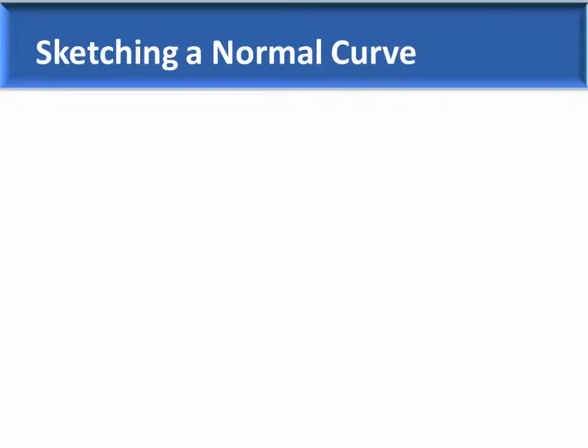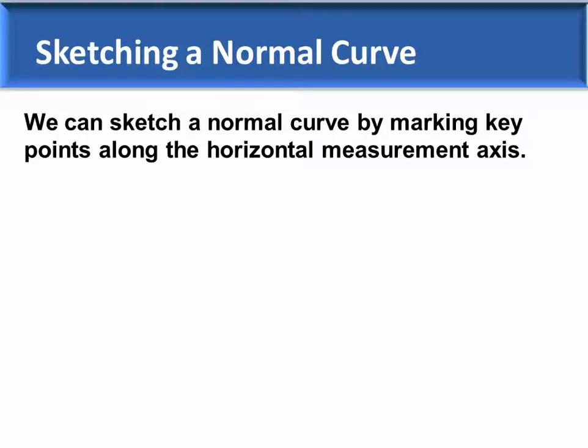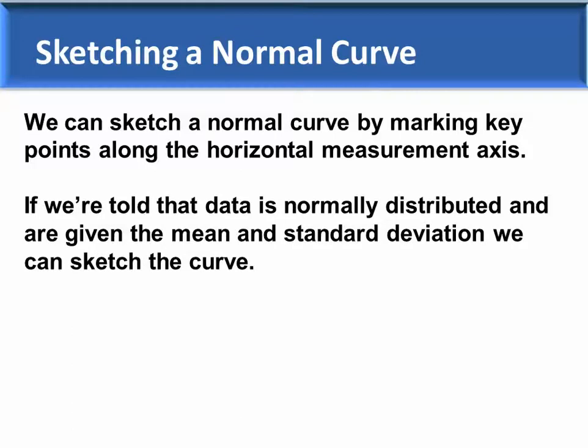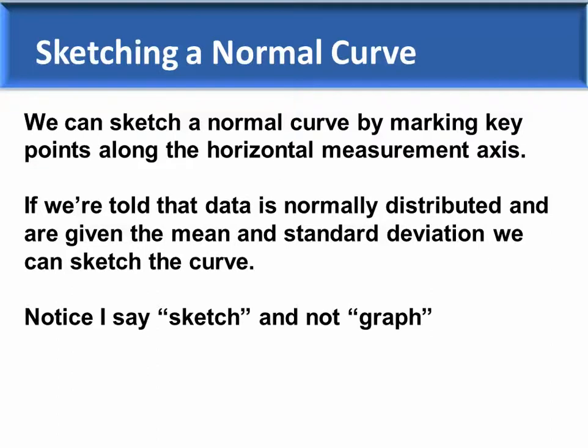So if we're going to sketch a normal curve, let's walk through the process of doing that. We start by marking key points along the horizontal measurement axis. If we're told that the data is normally distributed and we're given the mean and standard deviation, then we can sketch the curve. That's the only 2 pieces of information that we need, the mean and standard deviation, after we've been told it's normally distributed. And I just want you to notice that we're going to say sketch and not graph. These are not going to be perfect. No one's going to expect that they're perfect. They're not 100% accurate representations, but they're close enough for the types of analysis that we do.